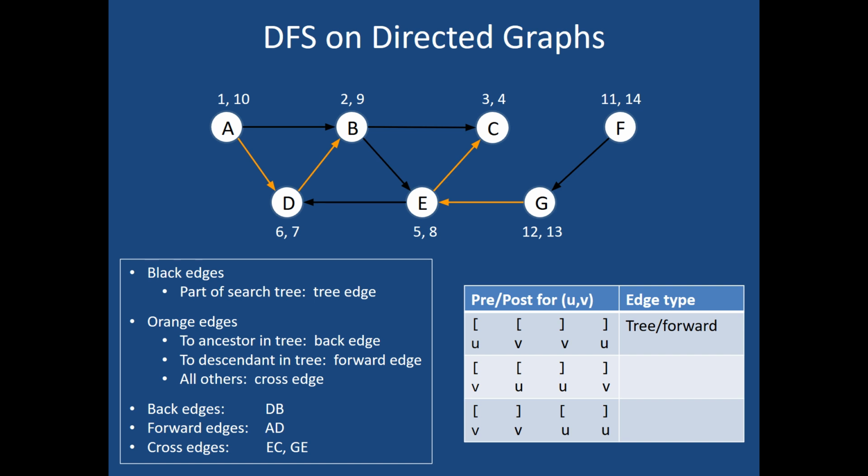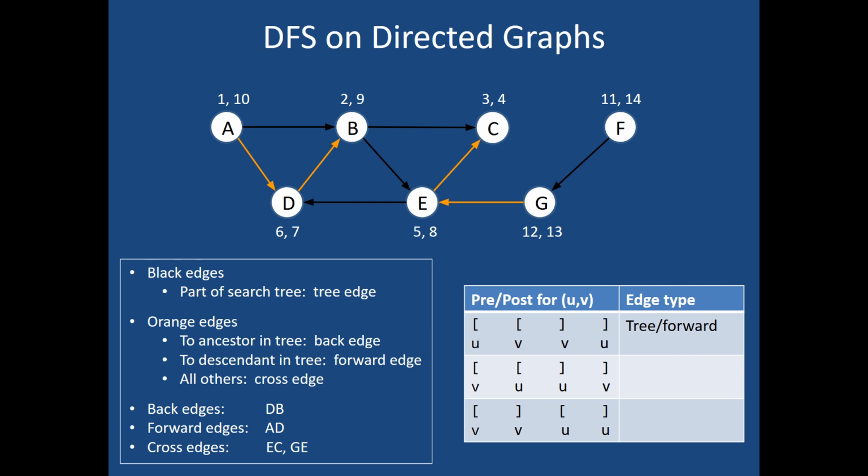Cross edge. Well, let's see, the cross edge, no, the cross edge isn't like that. If you look at this one from G to E, E gets its pre-time first, but its post-time comes before G's pre-time happens at all. That's this pattern, that last pattern.